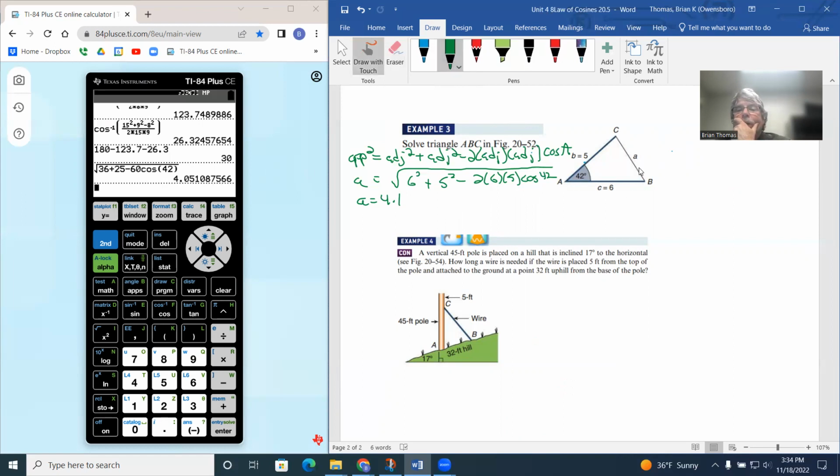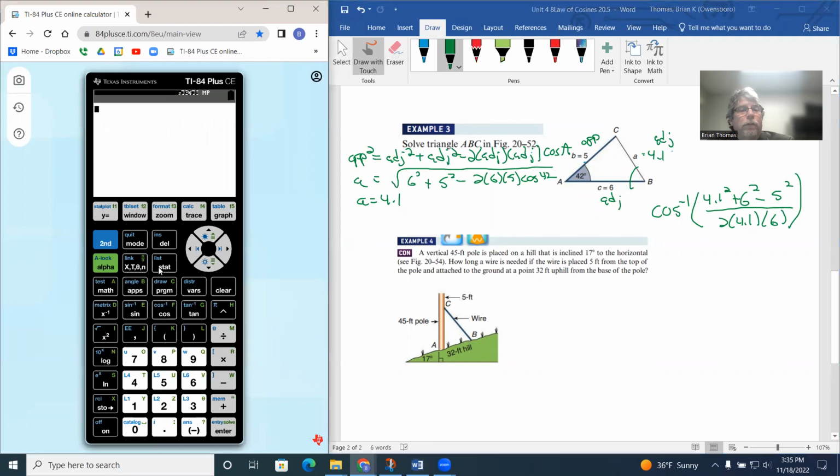So if I want to find angle B, this becomes the opposite. This is going to be the adjacent. And the A we just found was 4.1. That's going to be the adjacent as well. So we have the inverse cosine, and it's going to be the adjacent squared, which is 4.1 squared, plus 6 squared, minus 5 squared, over 2 times the adjacent, which is 4.1, times the adjacent, which is 6. So that will help us find angle B.